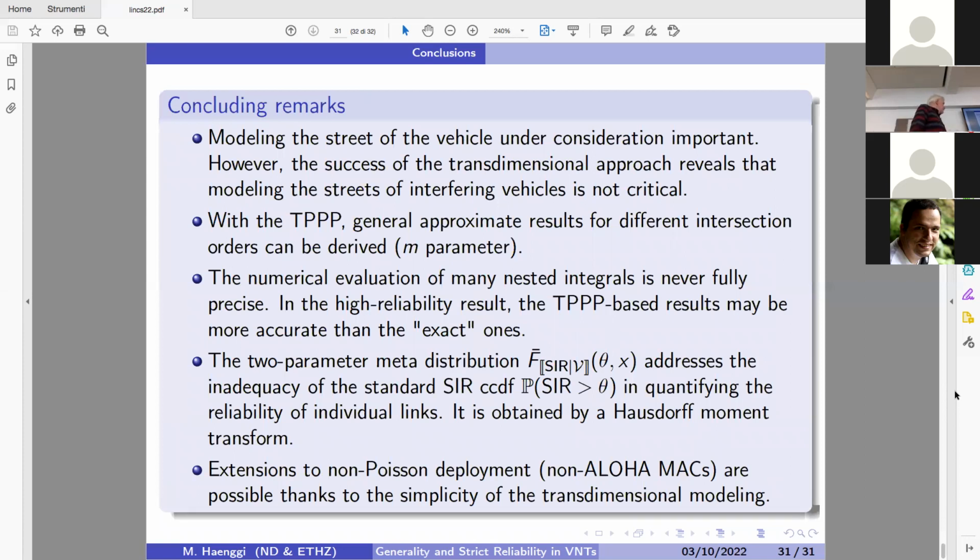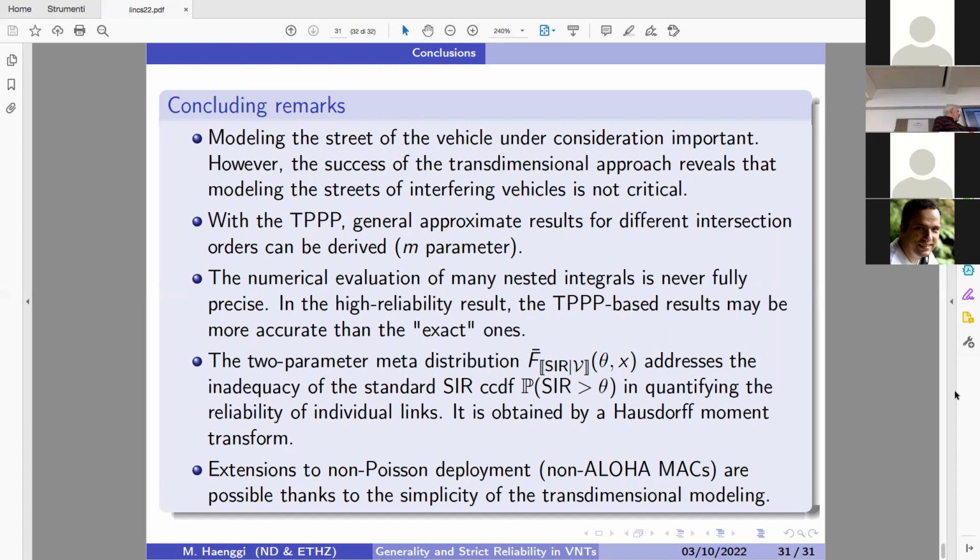So in conclusion, modeling the streets is important. However, modeling all streets is not that important. We need to carefully model the streets that the vehicle we want to focus on lies on, but not the others. This leads to this transdimensional approach, using which we can get nice approximate results for fairly general models and intersection orders. You want to keep in mind that the numerical evaluation of many nested integrals over infinite ranges is tricky and doesn't really give us full precision in practice.